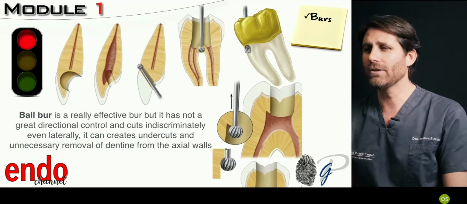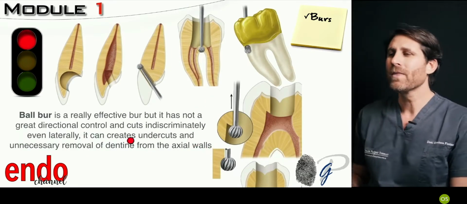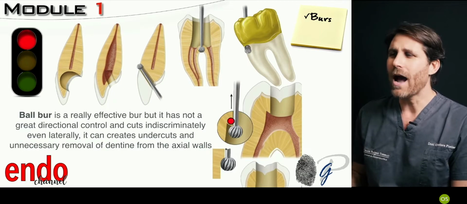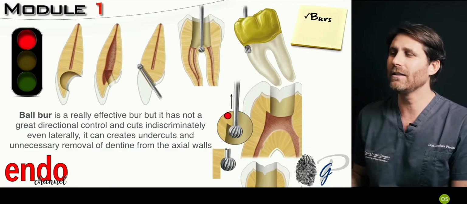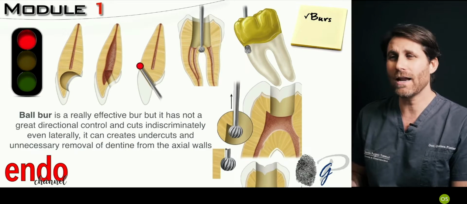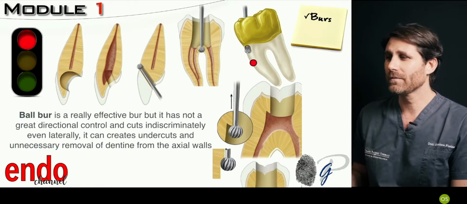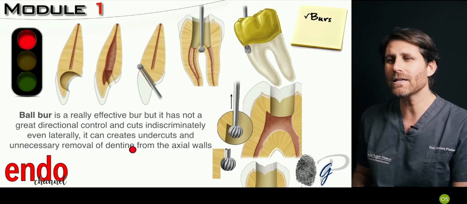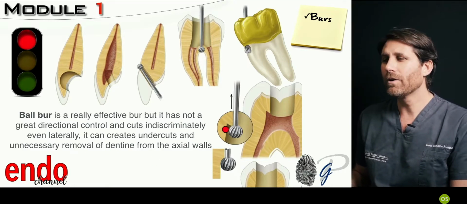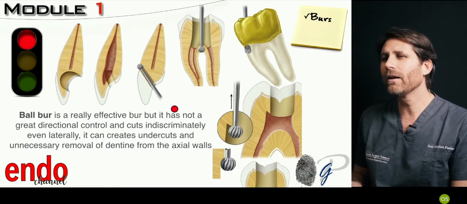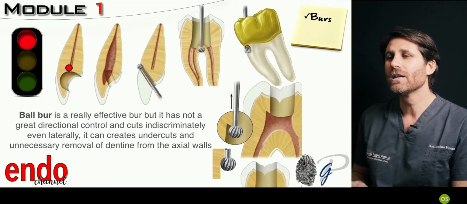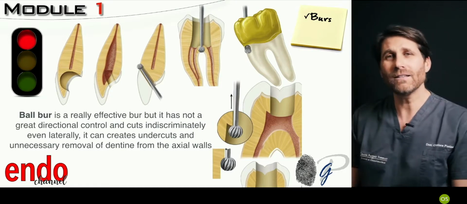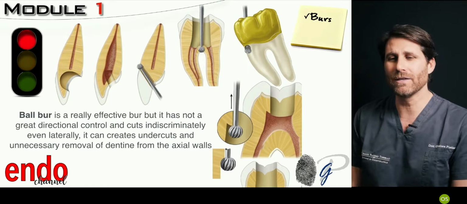But the ball burrs I don't like because they are effective, but it's difficult to create directional control on these burrs. I don't want to remove the soffit like this. I don't want to go in this direction like this. I don't want to risk perforation. I don't want to remove the undercuts. And with these round burrs, doing like this, it's possible to create such a large access cavity there in the axial walls of dentin, where it is important to maintain the pericervical dentin.